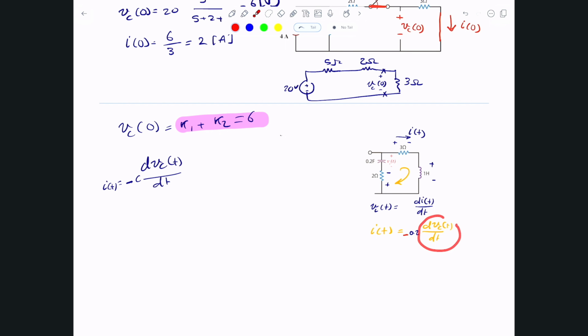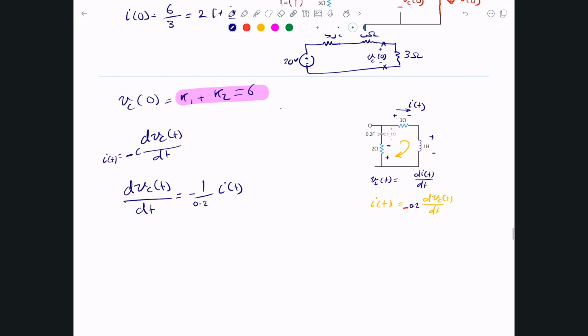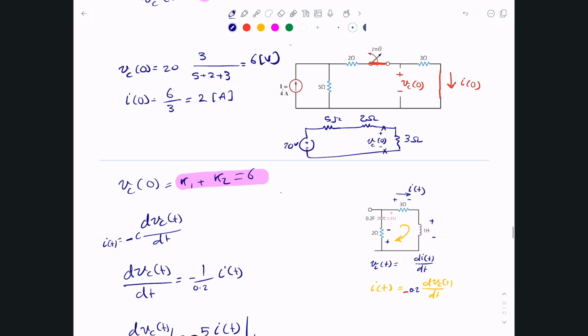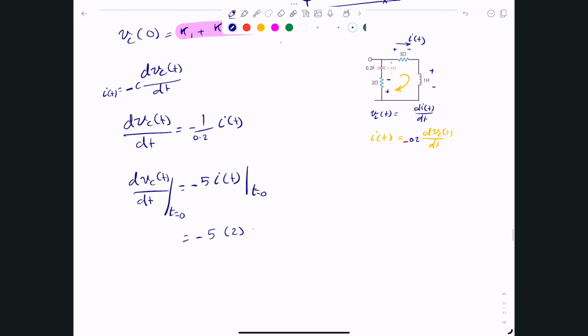That's what I'm after. I'm after dVC divided by dt, but I know that it actually contains negative 0.2 and I of t in here. So I'll say dVC of t divided by dt is simply negative 1 divided by 0.2 I of t, and that is dVC of t divided by dt is simply negative 5 I of t. Now if I substitute t equals 0 in here and t equals 0 in here, what do I end up with? Well, I end up with negative 5 times I0, but I0 I figured out to be 2, so that's simply negative 10.